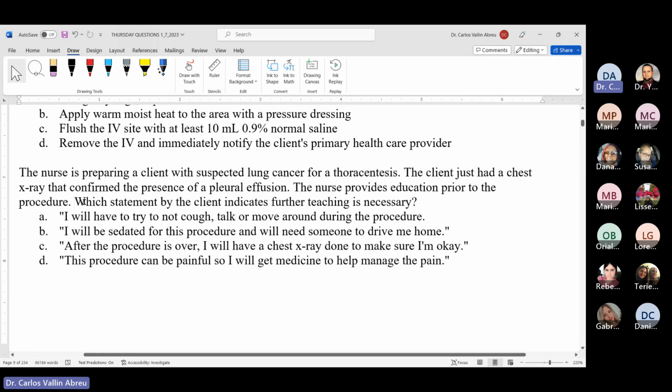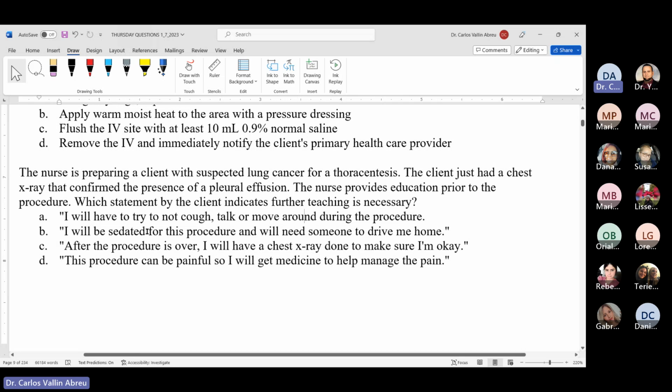So obviously, what is the question about? The client said something that is wrong and requires clarification, needs to be retaught. I will have to try to not cough, talk, or move around during the procedure. The procedure is going to last 20, even 30 minutes. So it's okay to avoid coughing as much as possible. Talking is not necessary unless it's an emergency, and less moving. So they can do that.